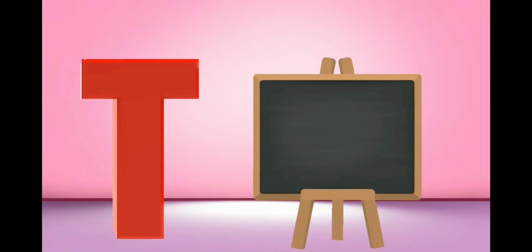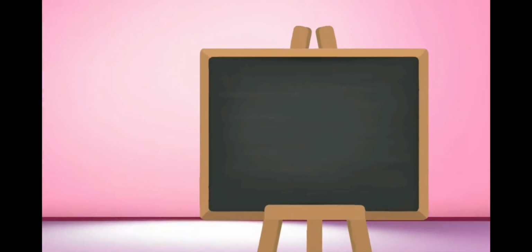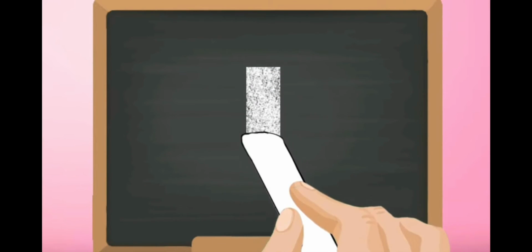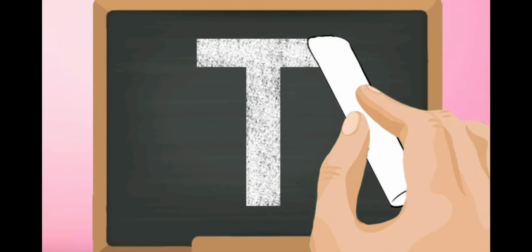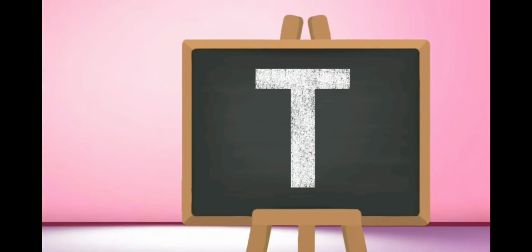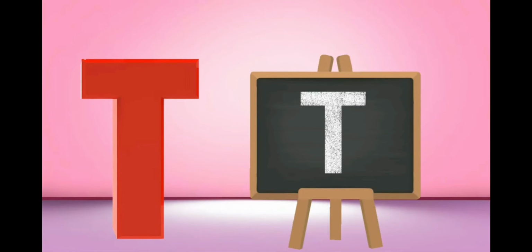T, capital T. Start from the top and draw a standing line down. Go back to the top and draw a slipping line across. Capital T.